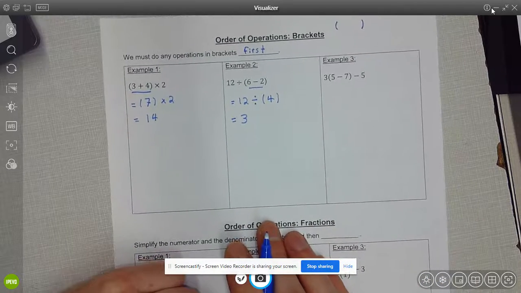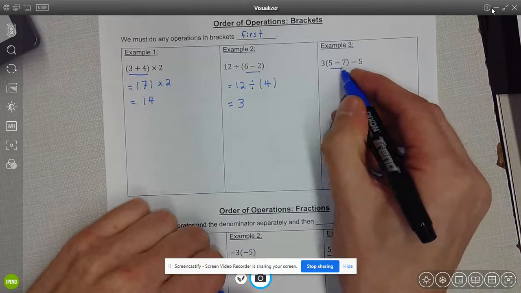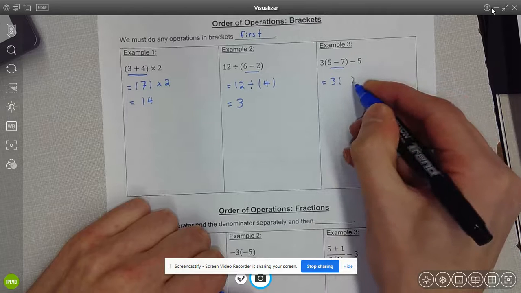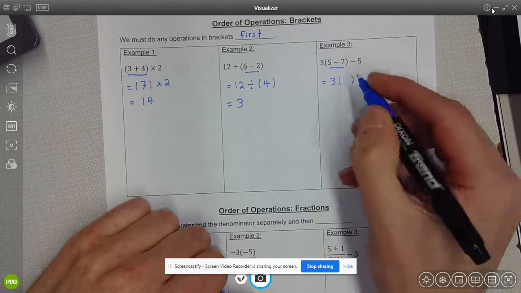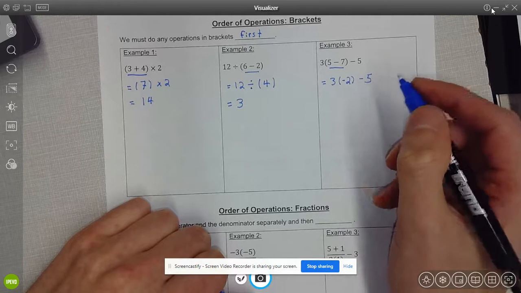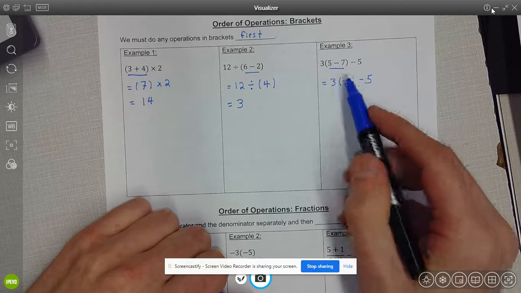Here's example 3. Again, I need to do what's in the brackets first. So everything else gets written down the same. What's 5 take away 7? We're going to go all the way to negative 2. You can use your number line or your calculator. If I'm taking away a bigger number from a smaller number, my answer is going to be negative.